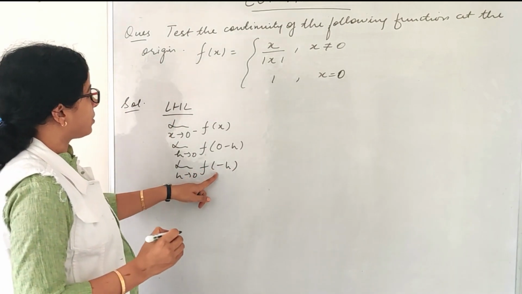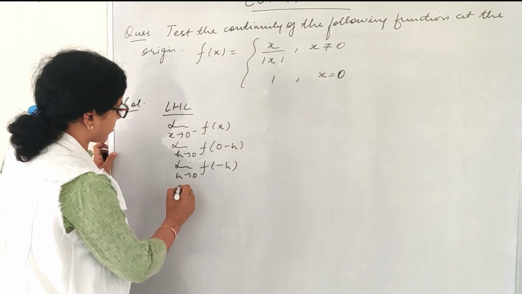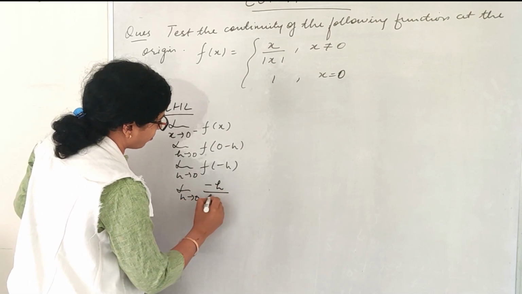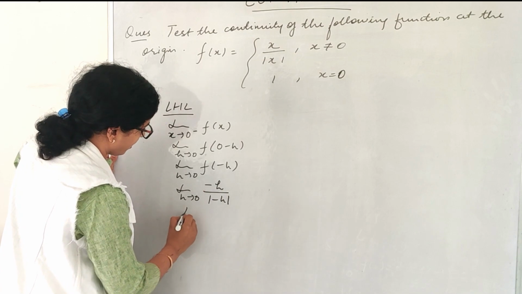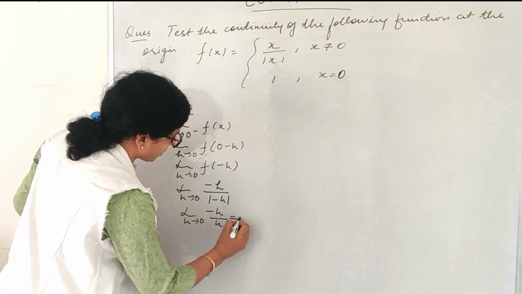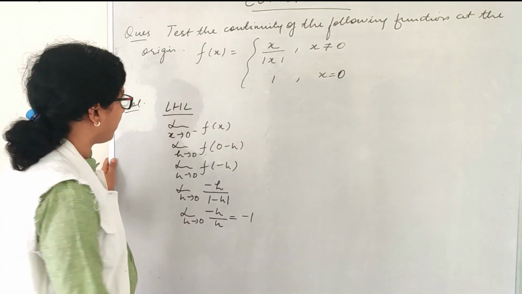Now we'll substitute this value in this function. So limit h tends to 0 minus h upon mod of minus h, right? So limit h tends to 0 minus h upon h, which is equal to minus 1, right?